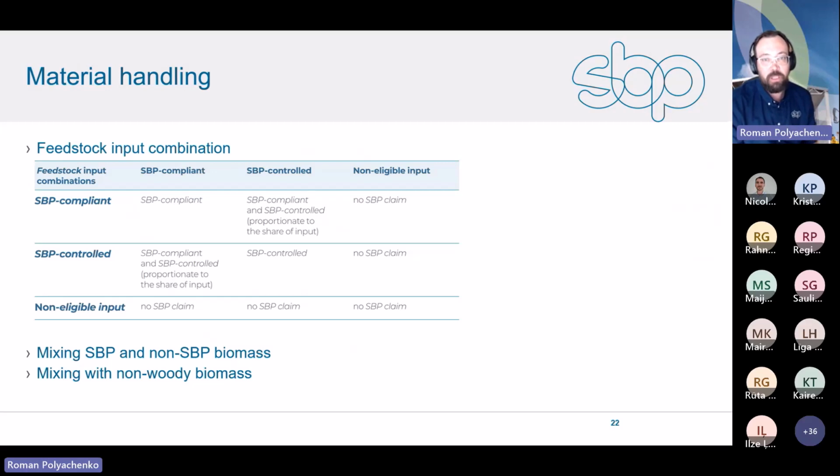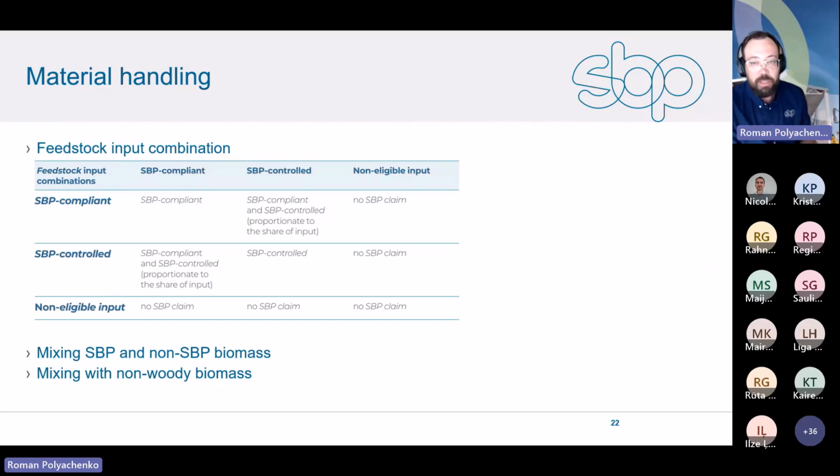Next, let's have a quick look at the mixing options. The intent of this requirement is to ensure that feedstock is not physically mixed with non-SBP feedstock, so that requirement remains the same. SBP allows mixing of SBP compliant and controlled feedstock. If any non-SBP feedstock is mixed with compliant or controlled feedstock, then the entire mix loses its SBP status. When compliant feedstock is mixed with controlled feedstock, the proportionate method shall be applied. Alternatively, the whole mix can be downgraded and classified as controlled.